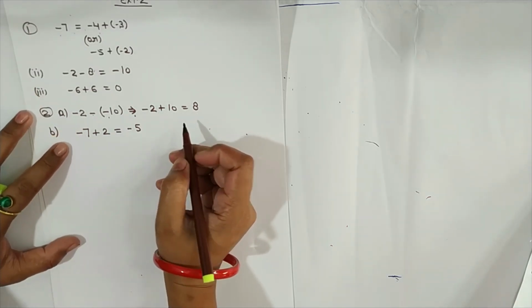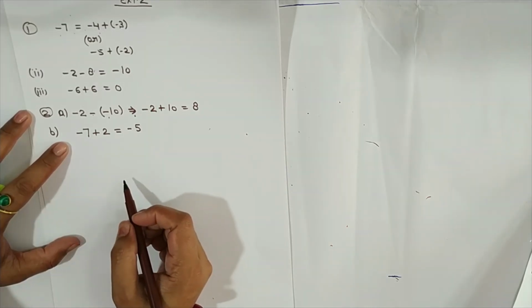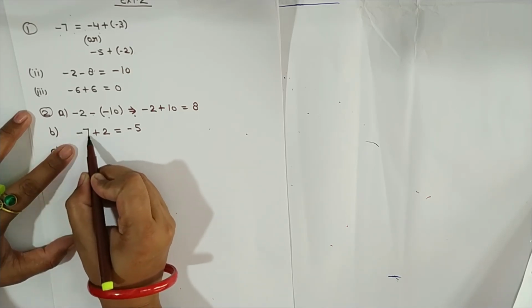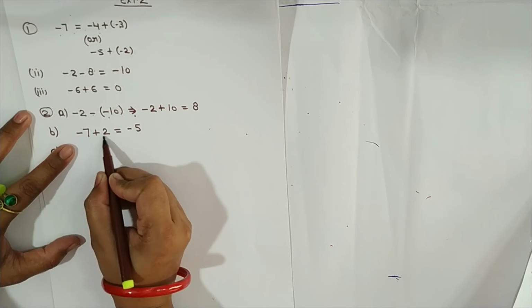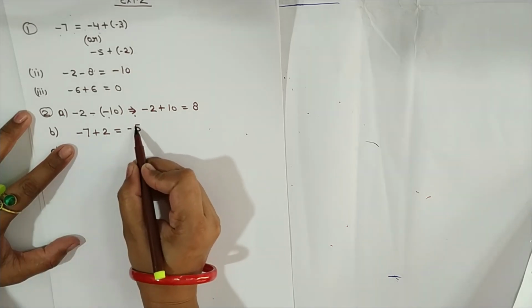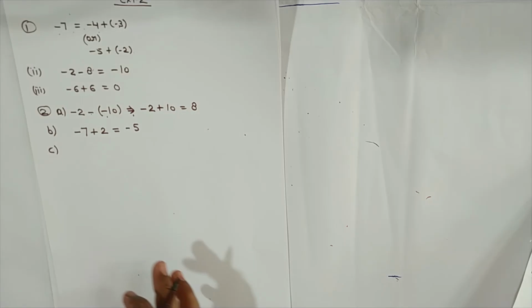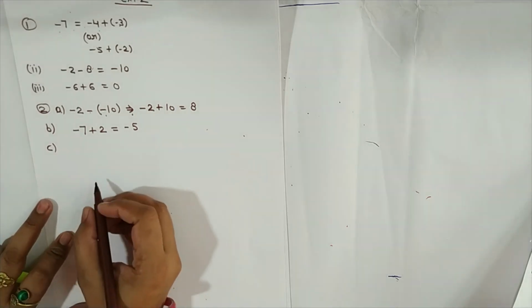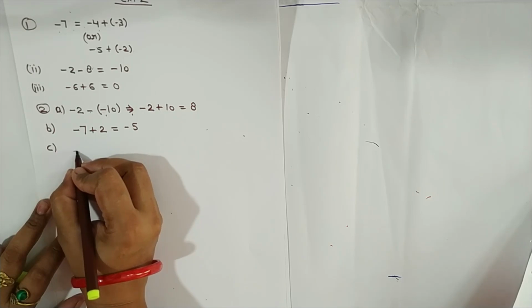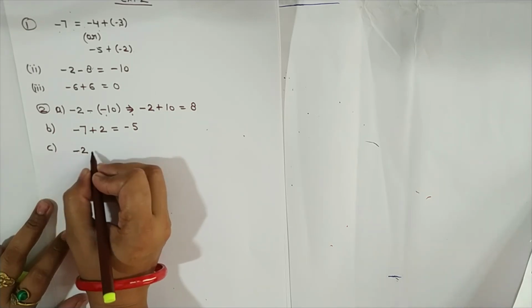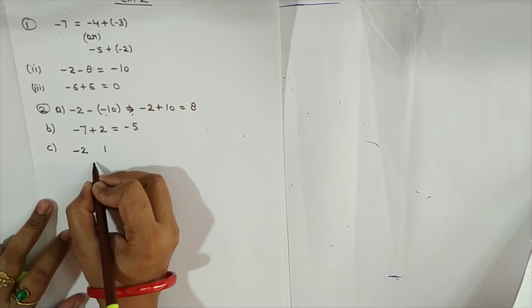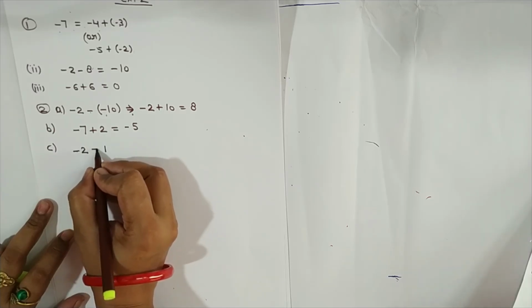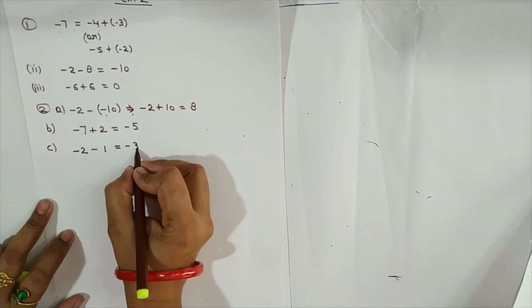Now B part is, write a negative integer and a positive integer whose sum is -5. So I am taking -7 and +2. When we add this, the answer will be -5. Now C part is, write a negative integer and a positive integer whose difference is -3. So suppose I am taking -2. This is the negative integer and this is the positive integer. Now find the difference. So the answer will be -3.